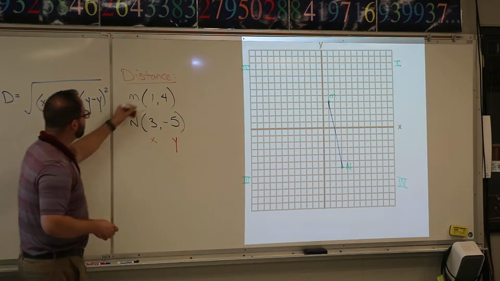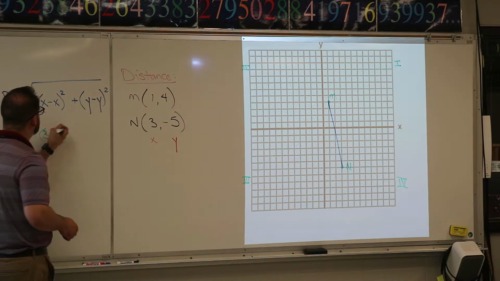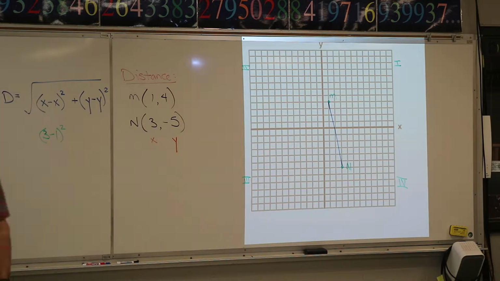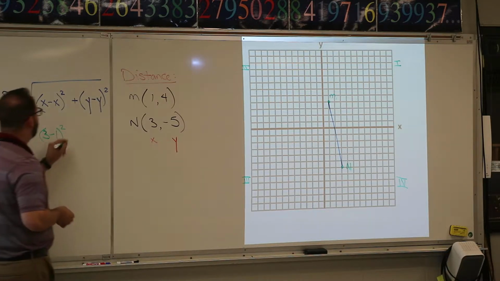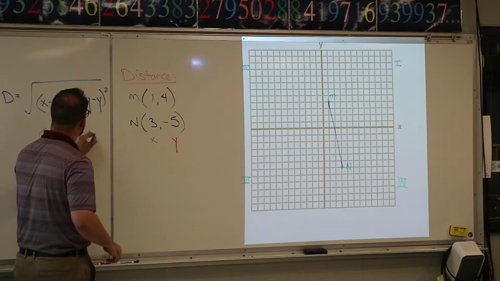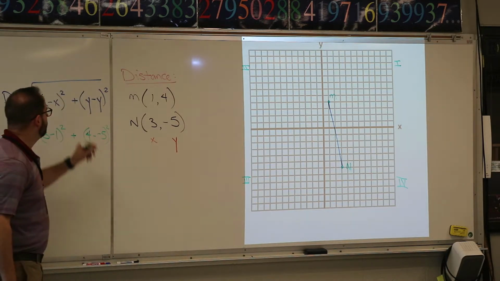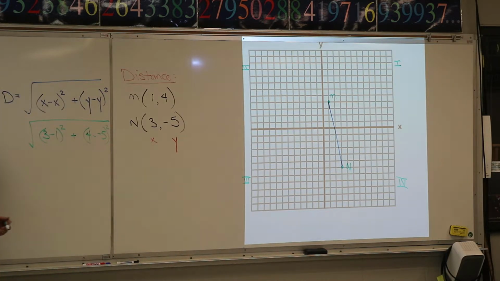So since my X's are 1 and 3, I'm going to go 3 minus 1. To me, that makes more sense because it does not matter the order you put them. Once I subtract those, I'm going to square them. Now, for the Y numbers, what are my Y numbers up here? Let's go 4 minus -5. That's easier because it will cancel out the negative sign anyway. And then we're going to take the square root of it.